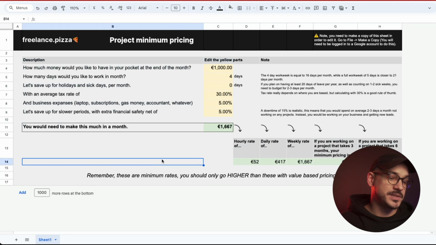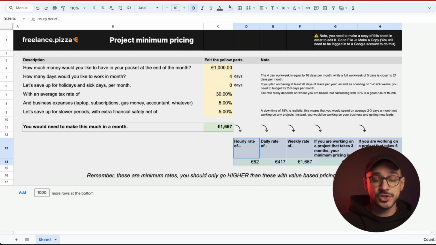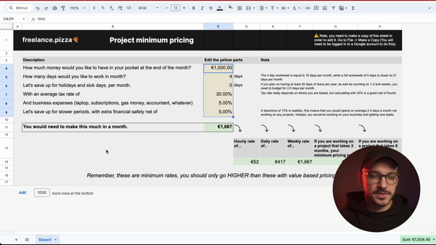Your task is to answer all of these questions one by one and only edit the yellow fields. Once you do that, you will get a number, which is your suggested minimum hourly rate for your services. And then you'll get a couple of other numbers that are, again, suggestions when it comes to your perceived day rate as a freelancer, or how you should price yourself if you're doing a bigger project, for example, a 3 months long project. But all of this starts with these yellow fields. So let's start there and take a look at this one by one.